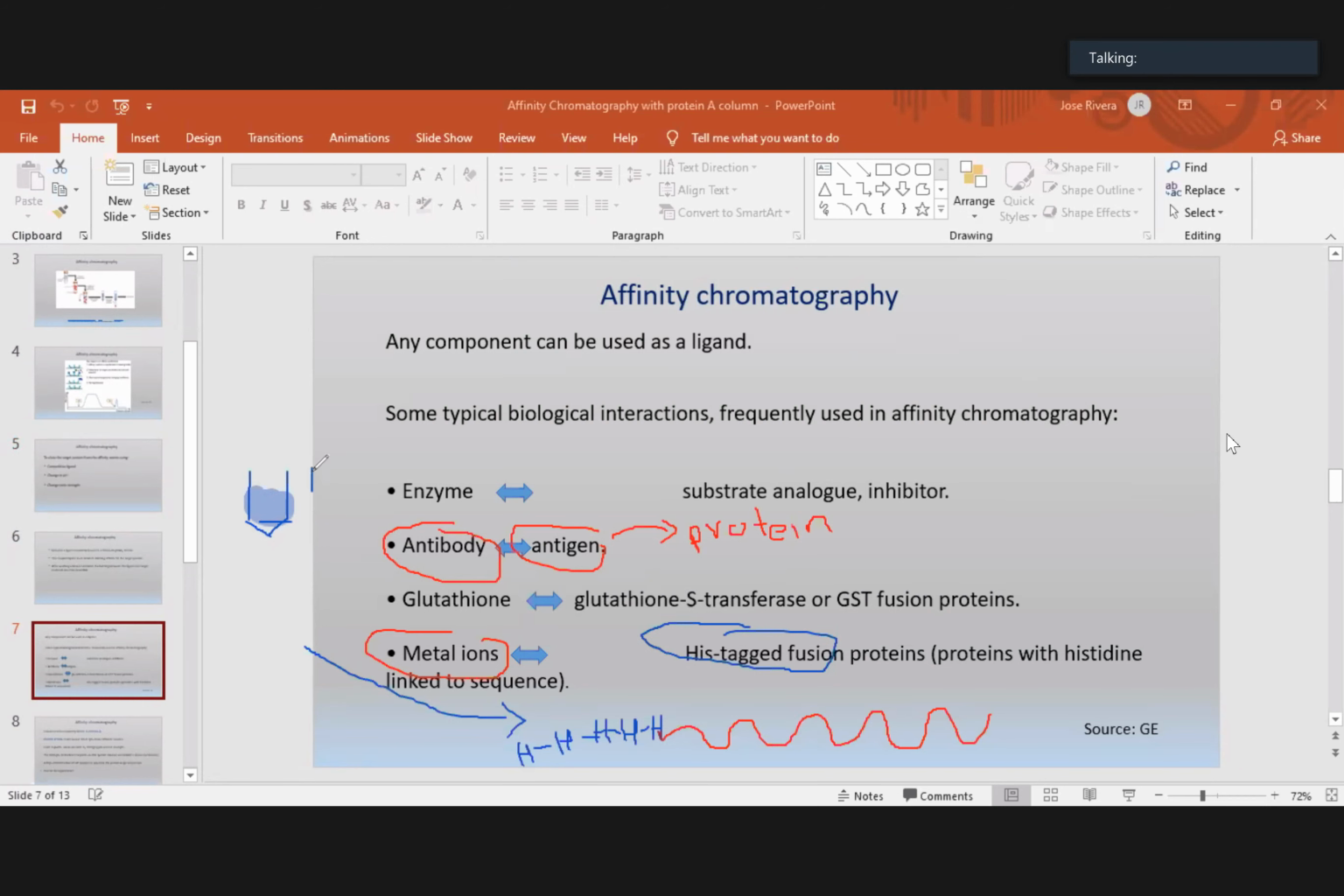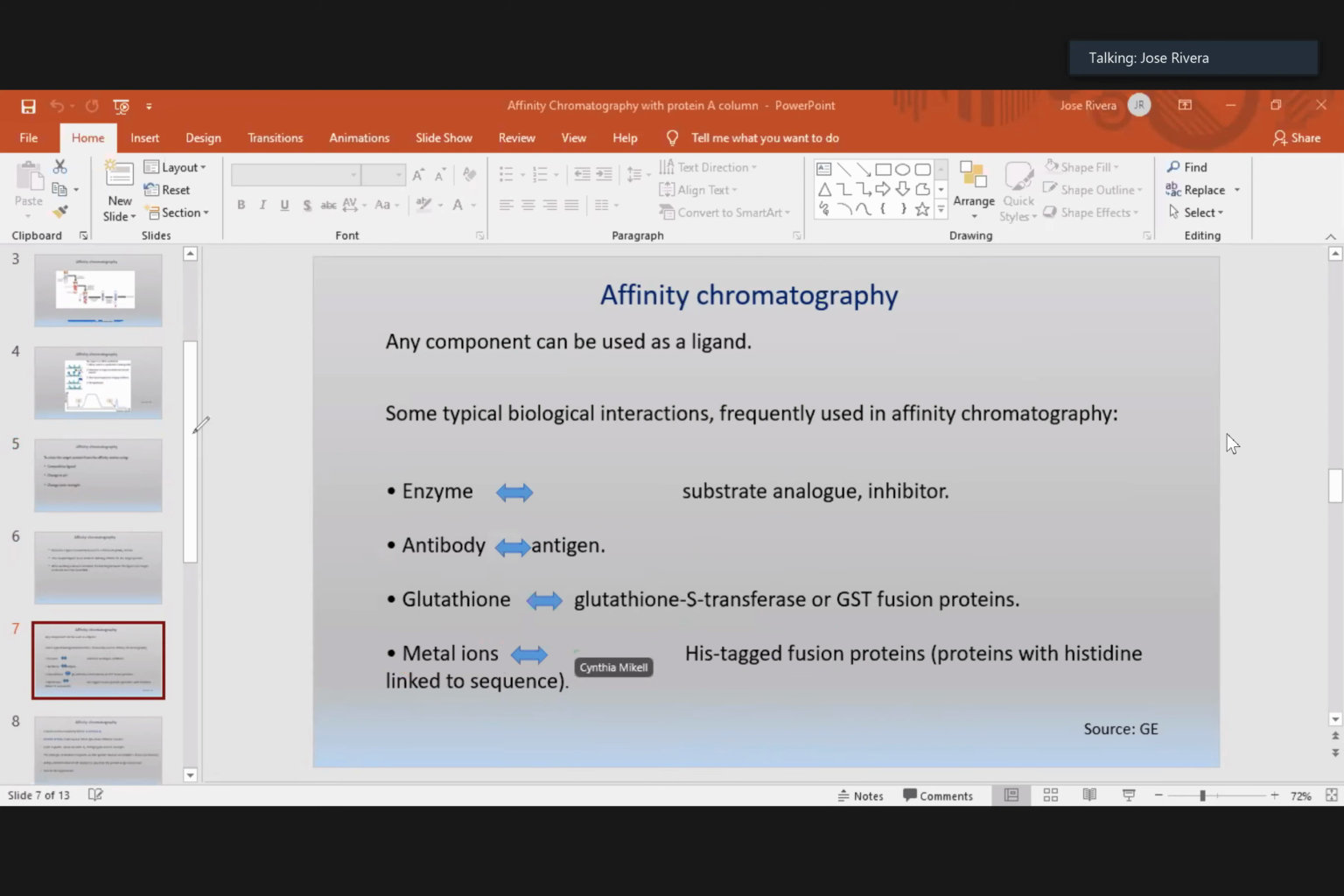It has the compound nickel that preferentially binds very well to anything that has histidines. And so you have an excess of histidines, so it will bind to your protein. Okay, so those are some of the ways you can purify.